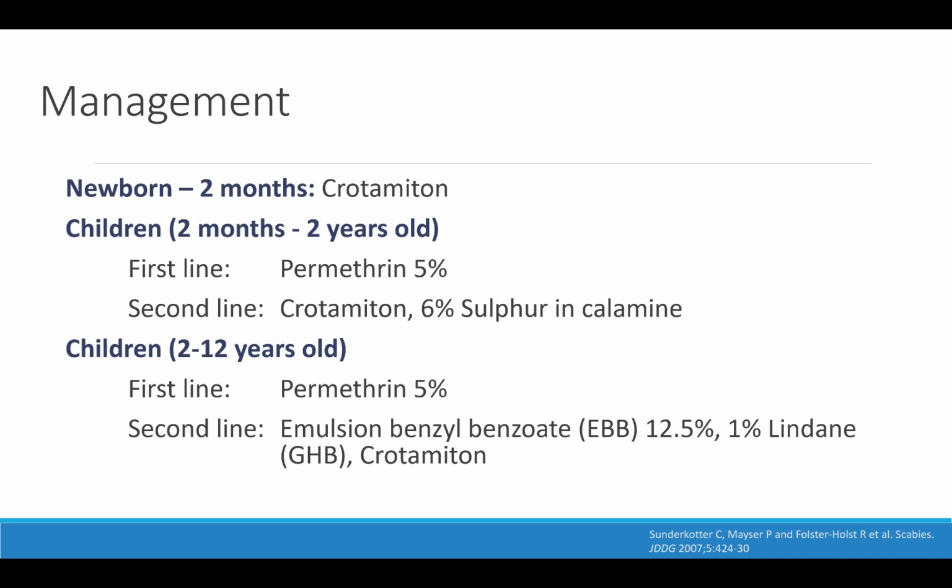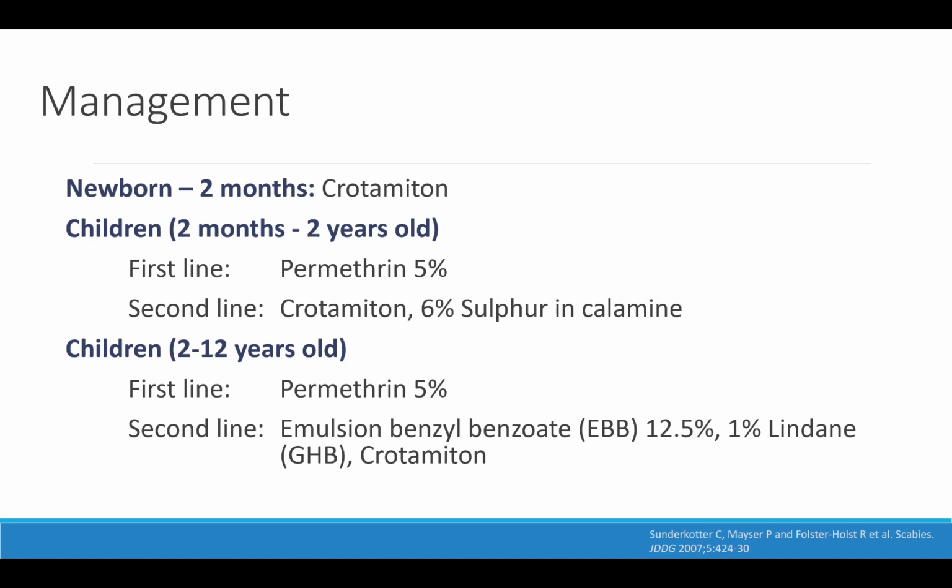In terms of management, it depends on the age. From newborn to 2 months old, use crotamiton. For children aged 2 months to 2 years, first line is permethrin 5%. Second line, crotamiton, 6% sulfur in calamine.